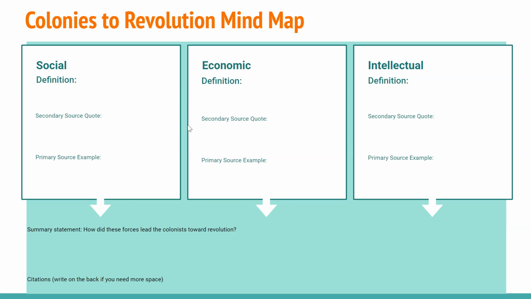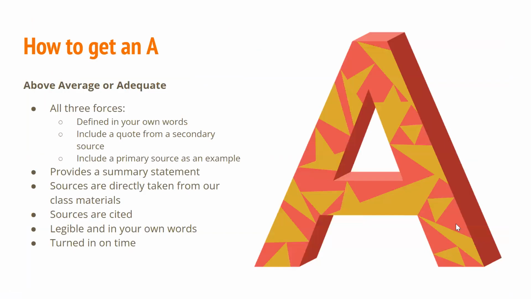Or you are more than welcome to use this template, which I will be using, and I'm actually going to do part of this in real time with you. So if you want to use this mind map, you have a link to it in Canvas. But we're going to do this for each of these things. Let's look at the social realities leading up to the revolution, the economic realities, and the intellectual realities.